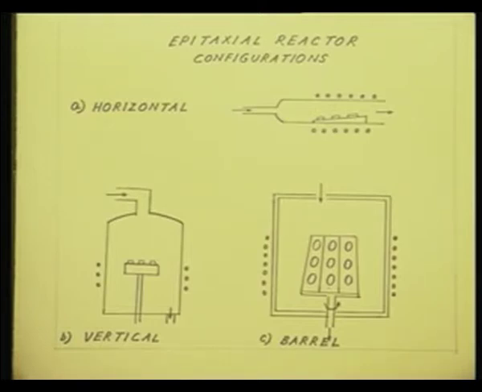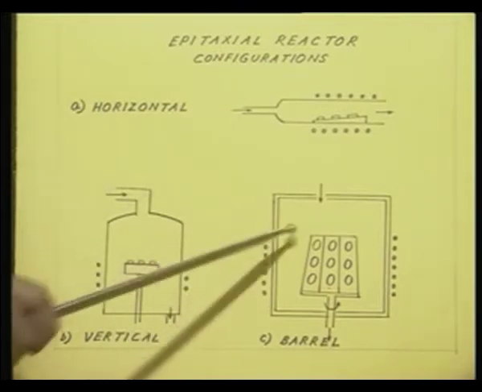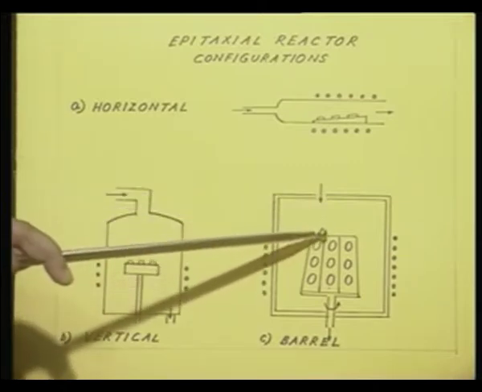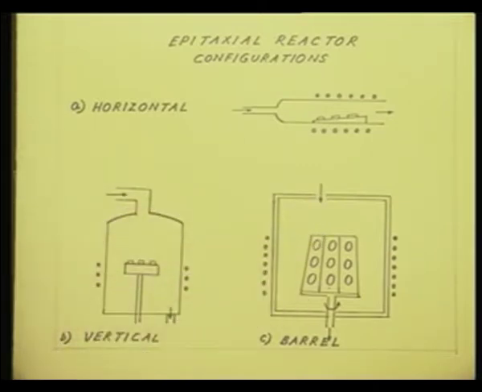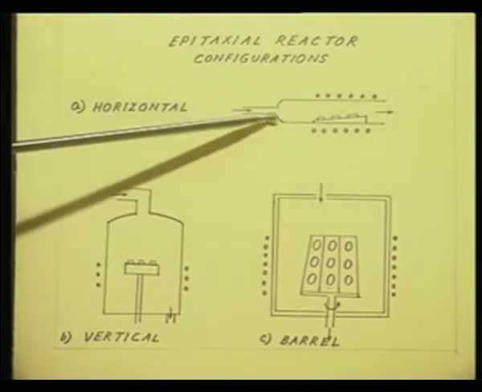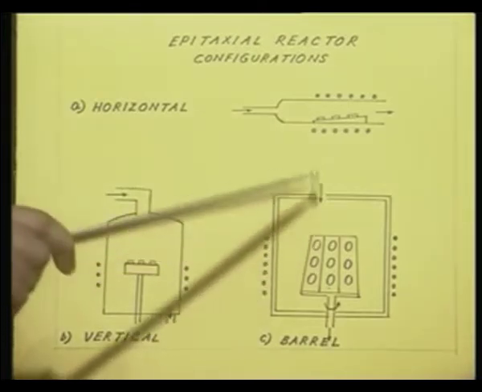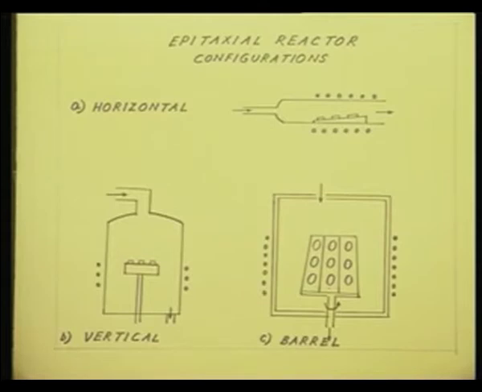Remember, a barrel reactor is also essentially a horizontal reactor because the gas flow is parallel to the semiconductor sample surface. In a vertical reactor, the gas flow is in a direction perpendicular to the semiconductor surface. In a horizontal reactor, it is parallel to the semiconductor surface, and even in a barrel reactor, it is parallel to the semiconductor surface. So, these are the three basic reactor designs.